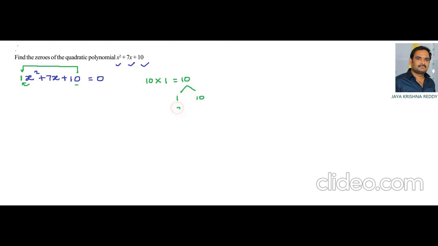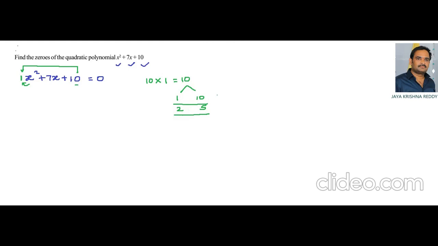And next, 2 fives are 10. 5 twos are also 10, but already here we have written 2 5, so no need to write again 5 2, and 10 ones are also no need to write. So we can write 10 like 1 tens are and 2 fives are. From these two pairs we have to select one pair.